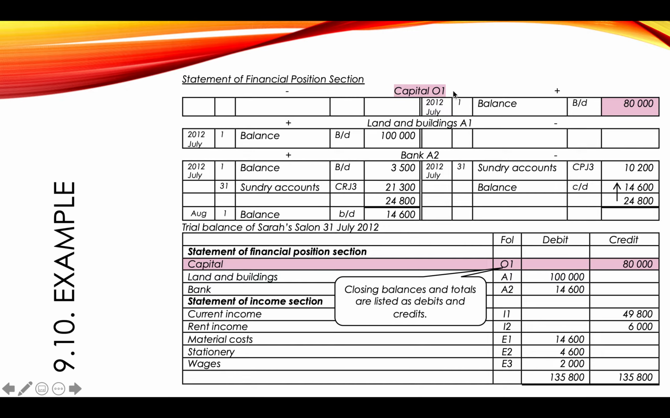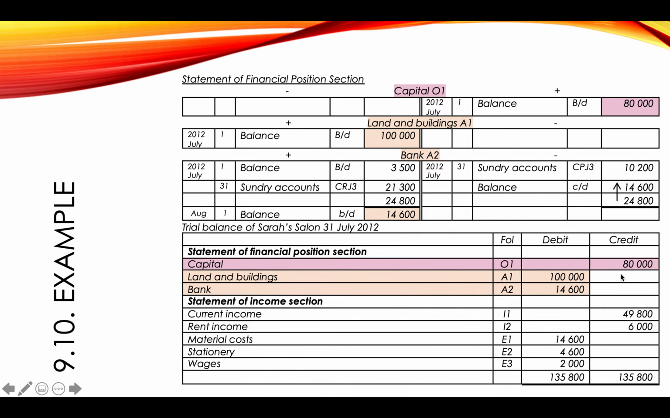In the case of Capital, you can see that the balance brought down on the 1st of July was 80,000 on the credit side. And so therefore you're going to show, it should be the 31st of July, 80,000 on the credit side, just like that. Land and buildings and bank are both assets. You would expect them both to have debit balances, and thank goodness they do. Land and buildings has 100,000.